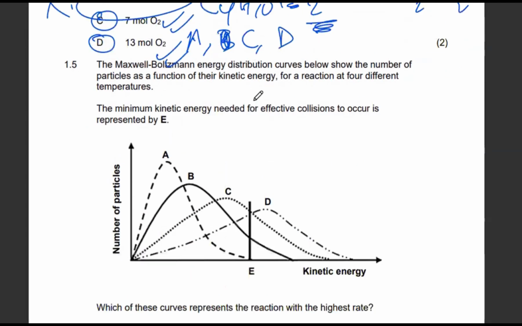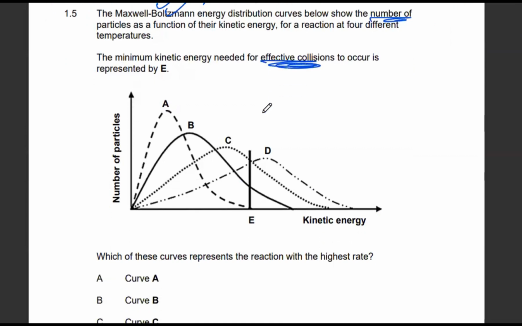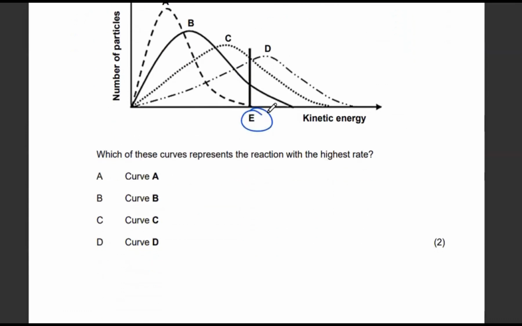Then the next question is 1.5, and they are saying that the Maxwell distribution curve of energy shows the number of particles as a function of their kinetic energy, for the reaction at 4 different temperatures. The minimum kinetic energy needed for an effective collision, remember we call it the activation energy, is represented here.